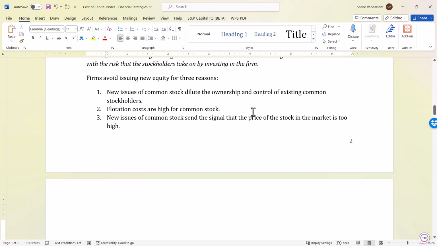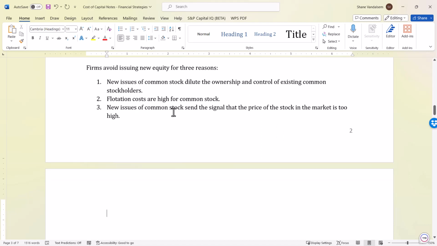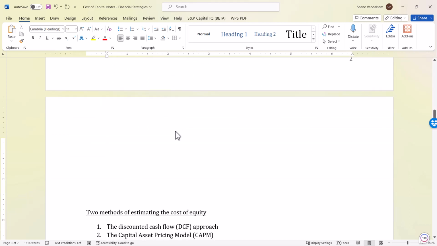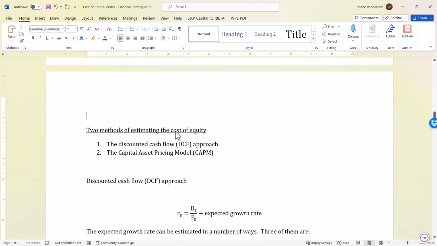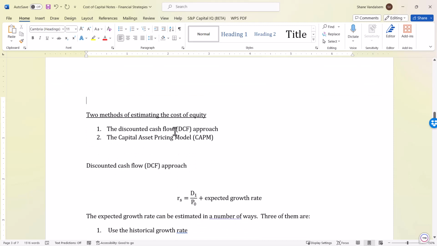But anyway, those are 3 reasons why companies generally avoid issuing new shares. I'm going to go over just a couple of methods of calculating the cost of equity here. And again, these are just a few different ways to do this. The 2 methods of estimating the cost of equity that we're going to go through are the discounted cash flow approach and the capital asset pricing model approach.